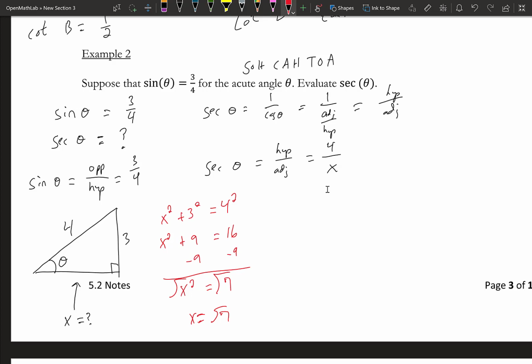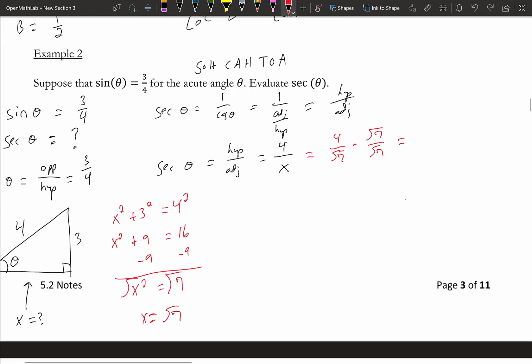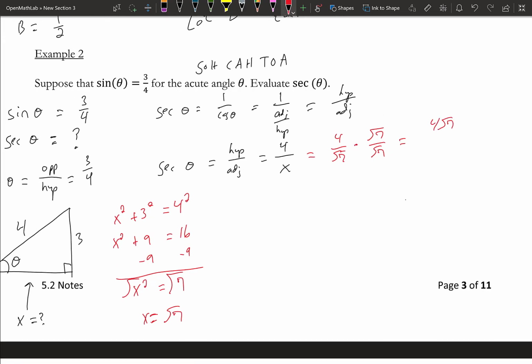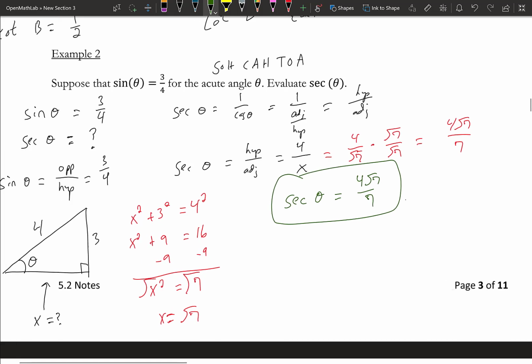So then secant of theta is equal to 4 divided by radical 7. But I want to rationalize this denominator. I don't want a radical in the denominator, so I multiply by square root of 7 over square root of 7. What this gives me is 4 radical 7 divided by radical 7 times radical 7, which would be 7. So what we have is that secant of theta equals 4 radical 7 over 7. That's what we were trying to find.